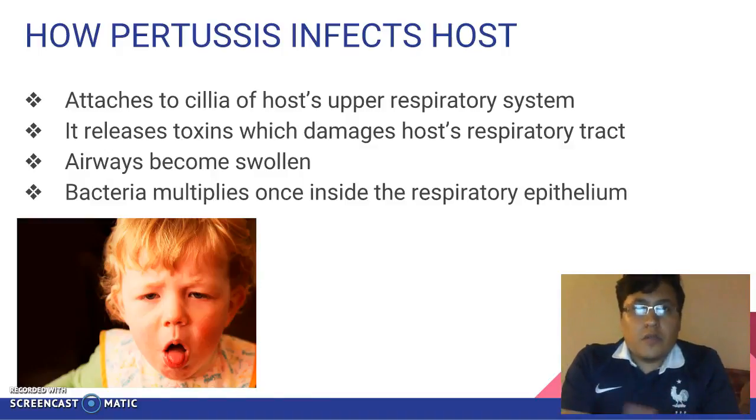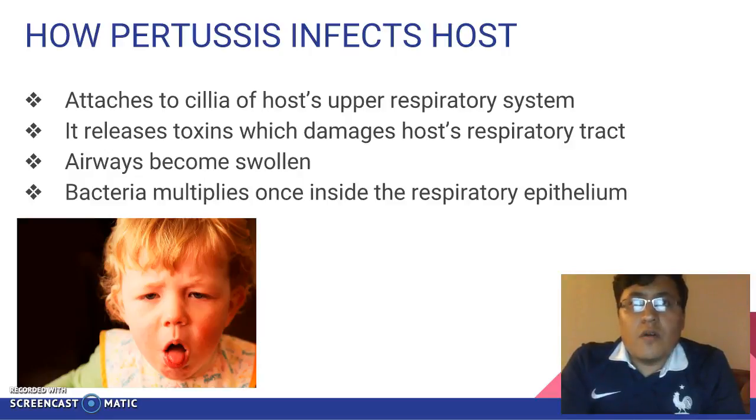So Bordetella pertussis attaches to the cilia of the host's upper respiratory system. If we can recall, cilia are those tiny hair-like extensions that can be found in several epithelium cells, which we know epithelium is the outer layer of tissue of several types of organisms. Bordetella pertussis will then release toxins or poison which damage the ciliated respiratory epithelium of the host. It thereby causes the airways of the host to swell, and the bacteria will multiply once it's inside the respiratory epithelium of the host.